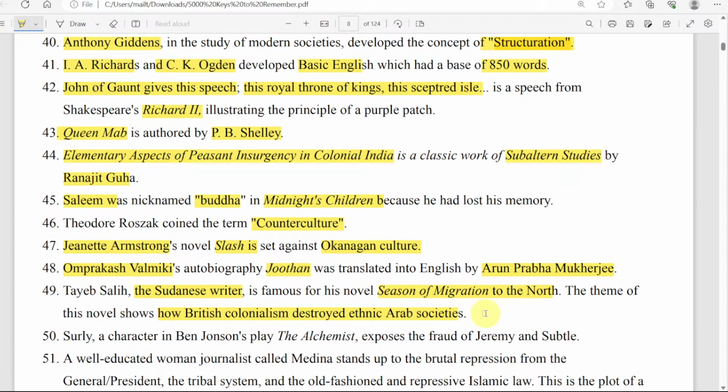Okay, we are just moving quickly. This is all last minute revision. We are not paying attention. We just have the collection of all important pointers that is quite important from an exam perspective.